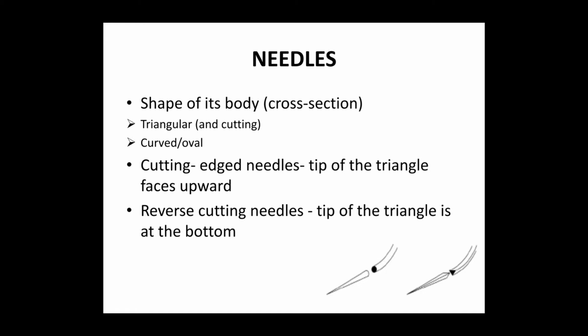The needle's body varies depending upon the cross section of the needle. Once we take a needle and take a cross section of it, depending upon the shape we get, we term it a triangular needle, also called a cutting type of needle, or a curved or an oval shape of needle. In cutting edged needles, the tip of the triangle faces upwards. In reverse cutting needles, the tip of the triangle is at the bottom.